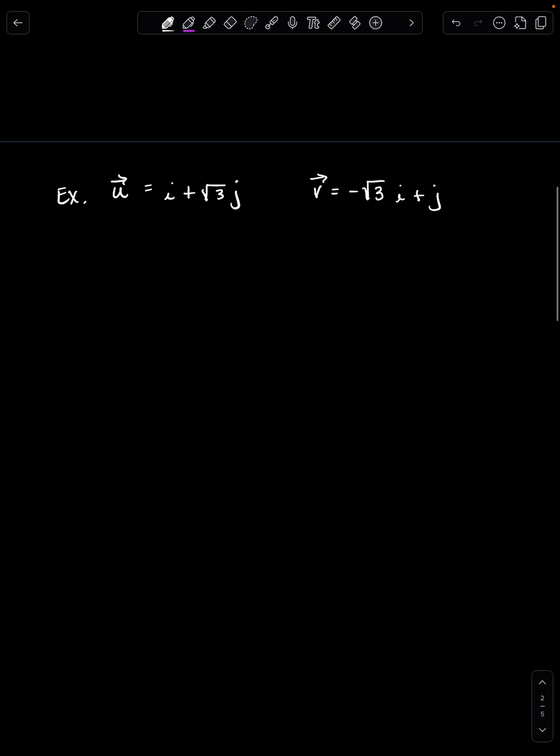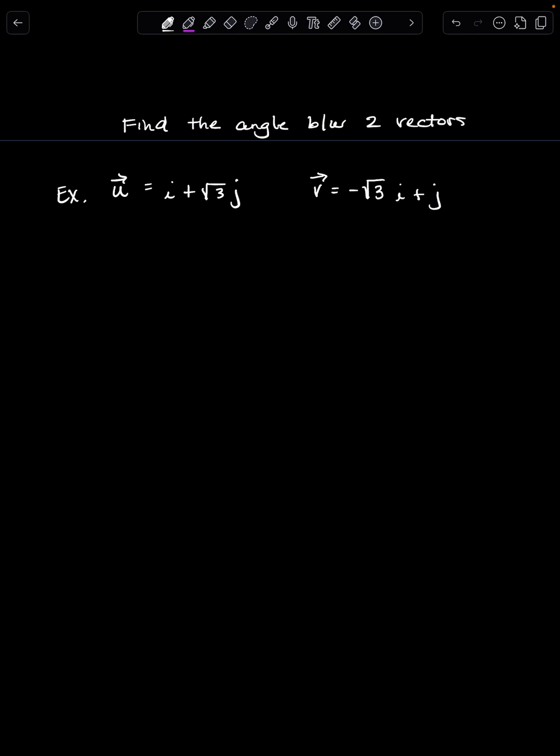So I'm given two vectors, and I am asked to find the angle between the two vectors. Let me write that out. Find the angle between two vectors. All right, so to do that, let's write this in component form first. All right, it's in i plus j form, so we want to write this in component form. So it's 1, root 3. And then for v, it's negative root 3 and 1.